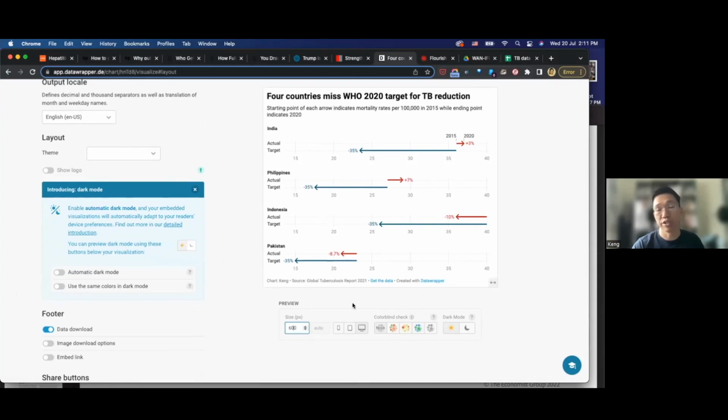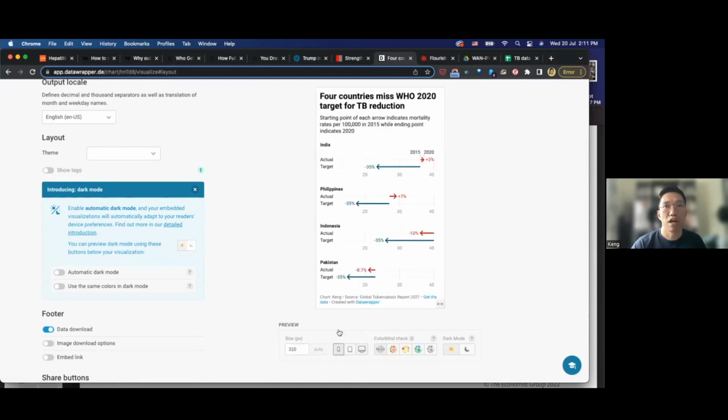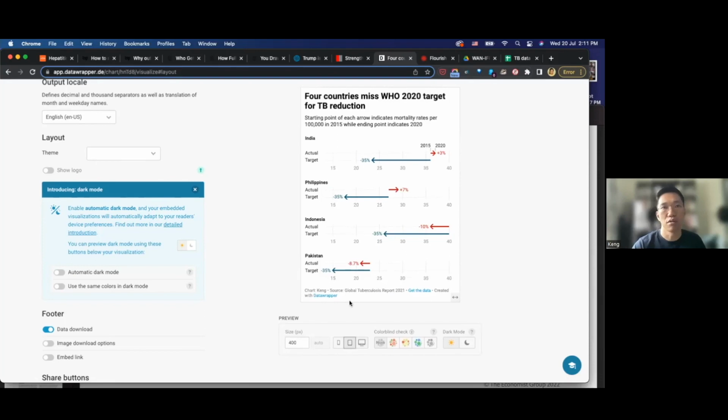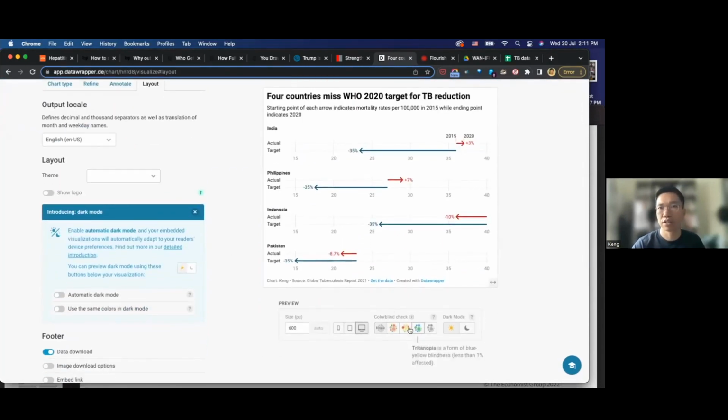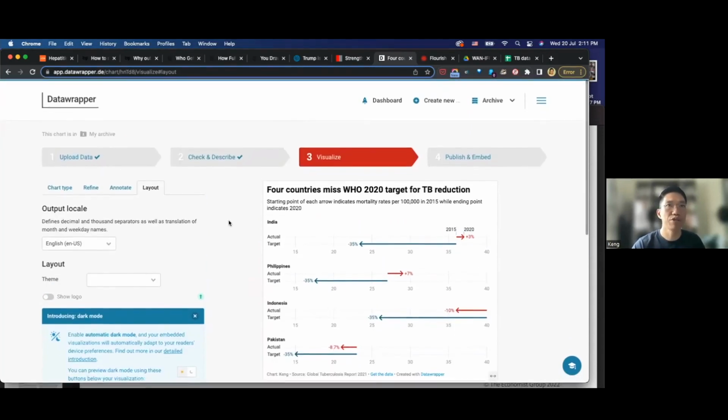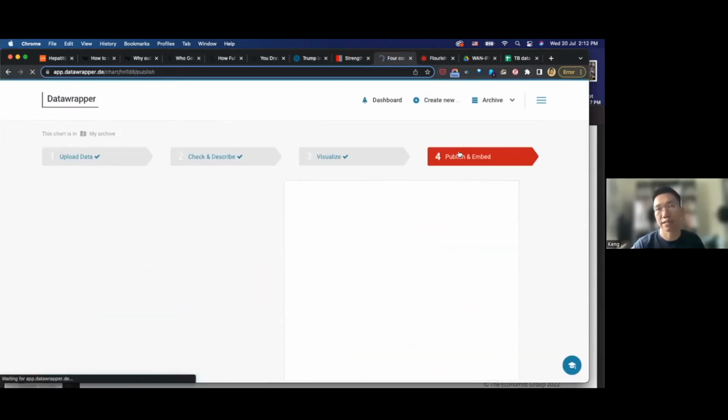All right, you can also change the size and you can also test how it appears on different screens. This is mobile responsive, which means it appears differently on different screens. This is on mobile screen. This is on probably tablet. This is on desktop. Okay, and there are other options that you can try. I'm not going to show everything here. Just the basic steps to make a chart, and you can click publish and embed, the last step.